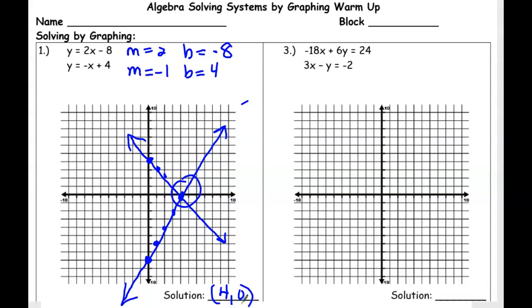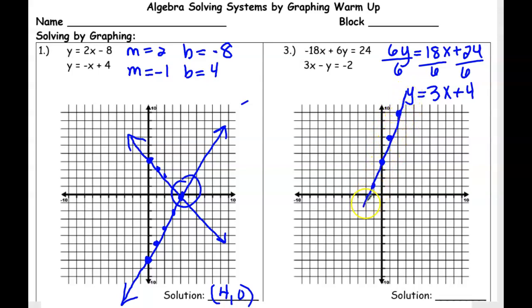Okay, so number 3, we're not in slope-intercept form, so we're going to start by putting it into slope-intercept form. I'm just adding 18x to both sides, and then I'm dividing both sides by 6. So in slope-intercept form, I get y equals 3x plus 4. To graph that, I start at 4, and my slope is 3, up 3 over 1. All right, so I've got my line here.